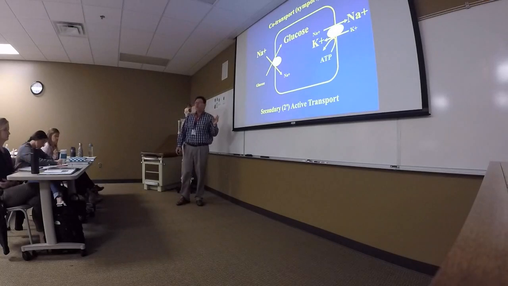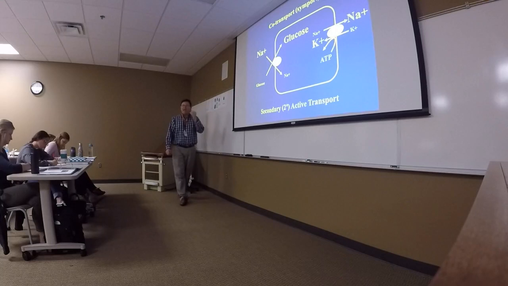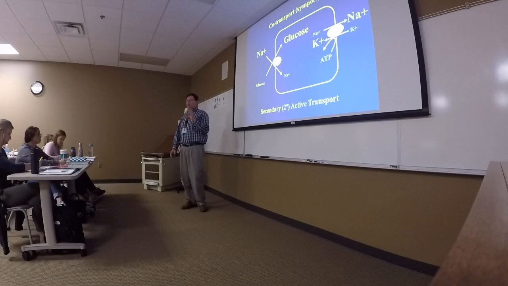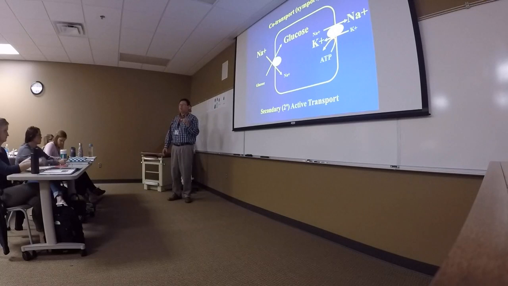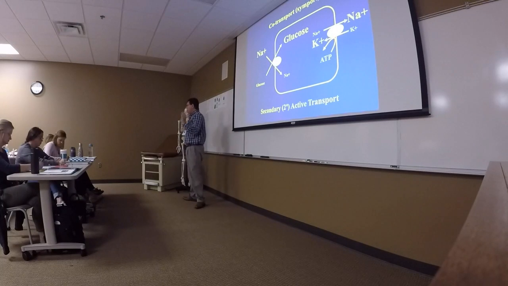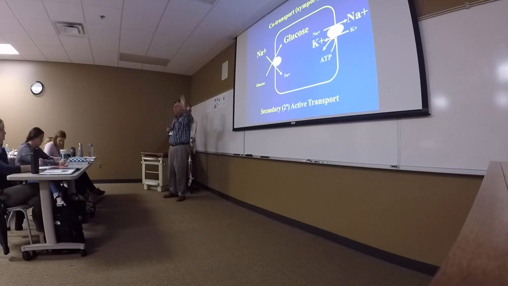Now let's move to secondary active transport. Active transport means the molecule that you're really interested in is going to be going against a chemical concentration gradient. Okay? It's secondary active transport, so you know that ATP is not going to be used on step one. You're going to use ATP some other time, but not on step one. It's going to be step two or whenever.